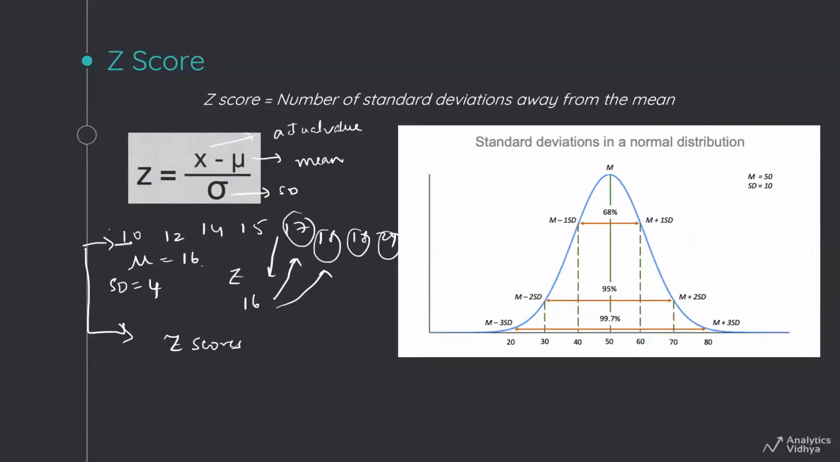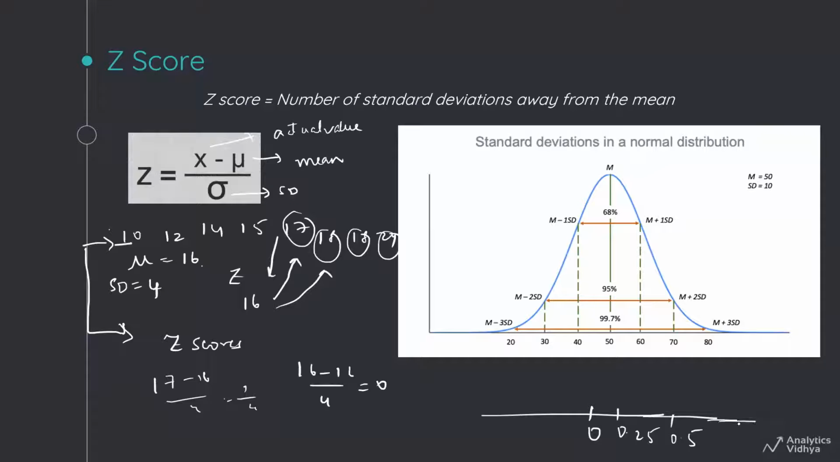Now this series of numbers like 10, 12, 14, 15 can be represented with z-scores. If you substitute 16 here, 16 minus 16 divided by 4 would be 0. So the z value for the mean would always be 0. Similarly, if you substitute 17, 17 minus 16 divided by 4 is 1 by 4, which is 0.25. 18 would be 0.5, 20 would be 1, 24 would be 2. Similarly, you can calculate for the values that will come into the data distribution.